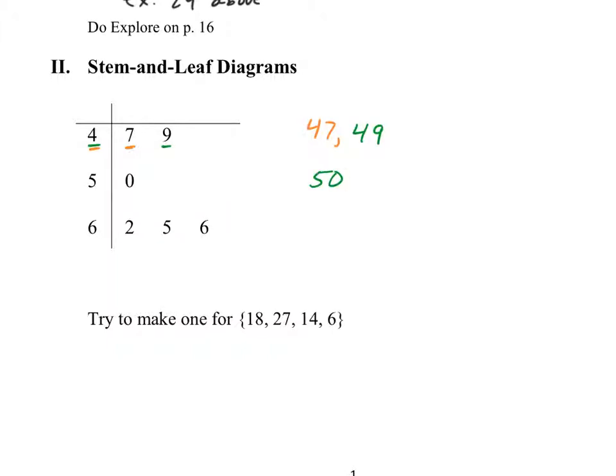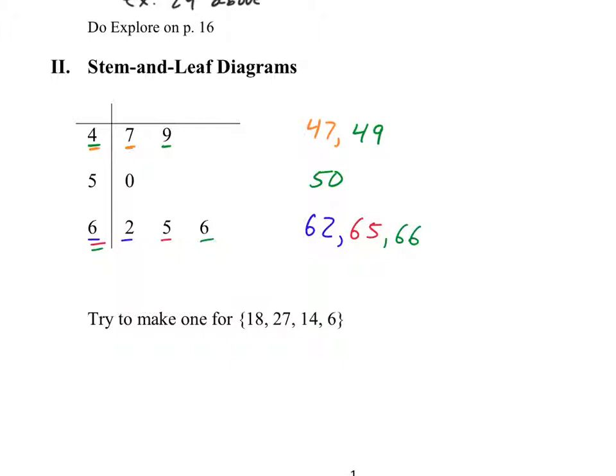And then this third row is going to be all the numbers in the 60s. So I have 62 and 65. And last but not least, I have 66. So that's going to be a stem and leaf diagram.